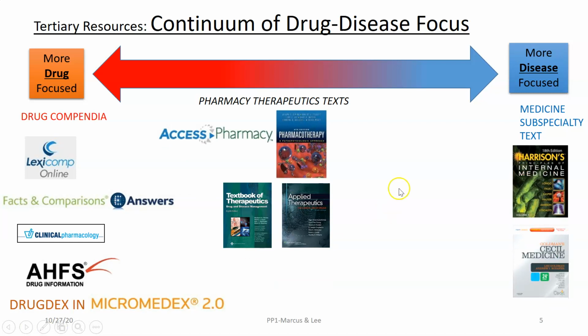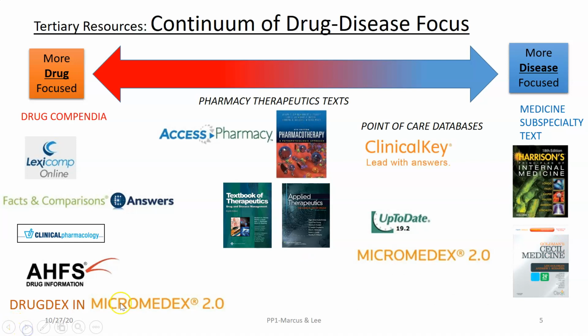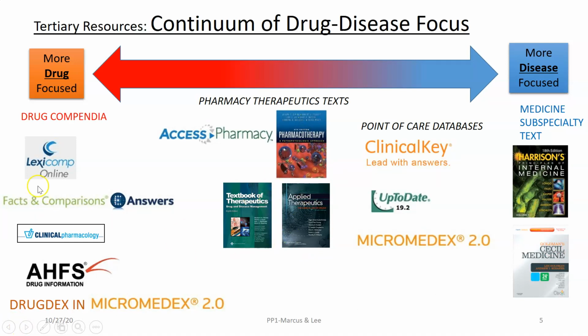In the middle are our pharmacy therapeutics textbooks. Pharmacotherapy by DiPiro is the primary one that you'll be using during your pharmacy training. And then over here on the right, you can see the examples of some specific medicine subspecialty texts. And in between the pharmacy-specific references, drug-based references, and medicine references are those hybrid ones that we mentioned previously, Clinical Key and UpToDate in particular.